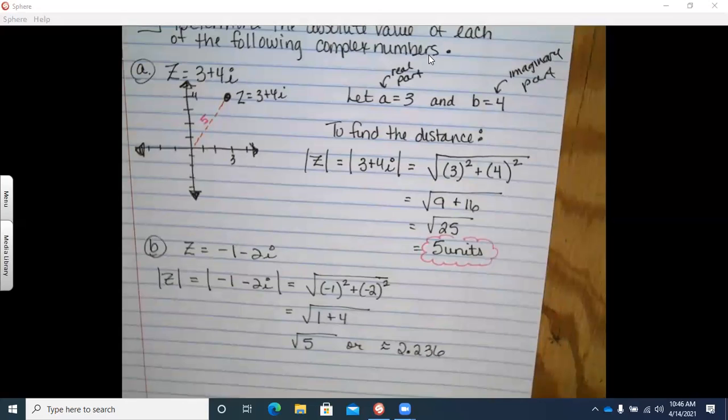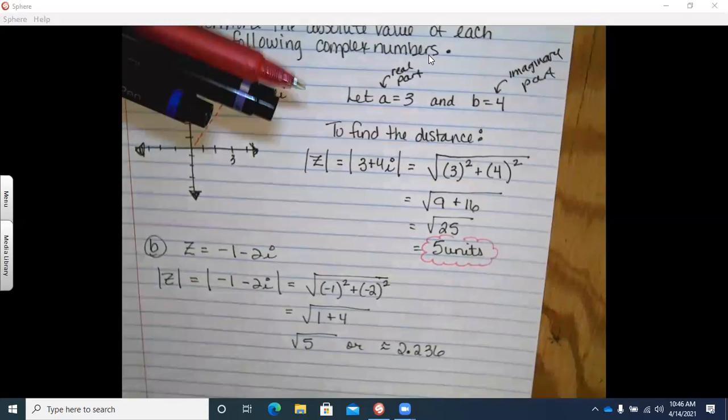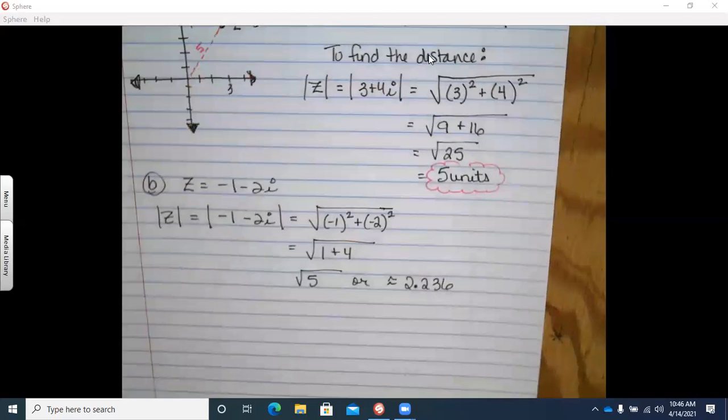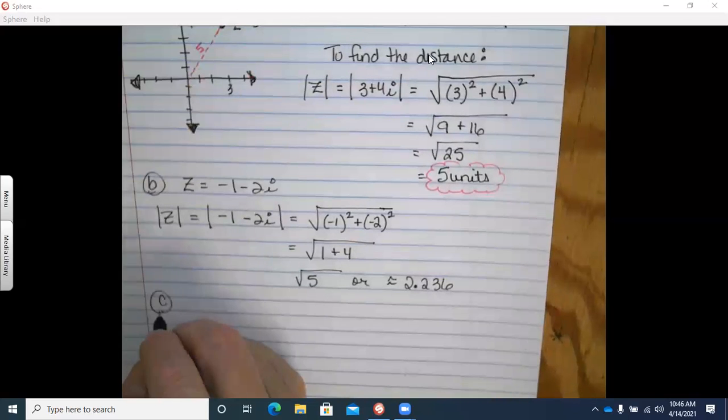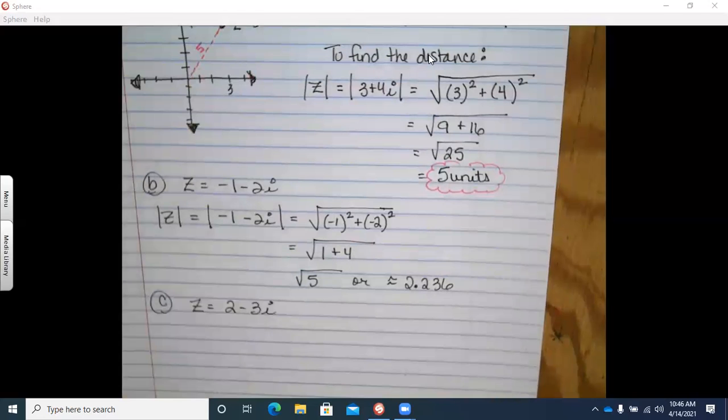Coolio. Y'all do this next one on your own, and then we're going to call it a day. z equals 2 minus 3i. And then I'll give you an assignment tomorrow. These notes are just super fast. So you'll all find the absolute value on your own.